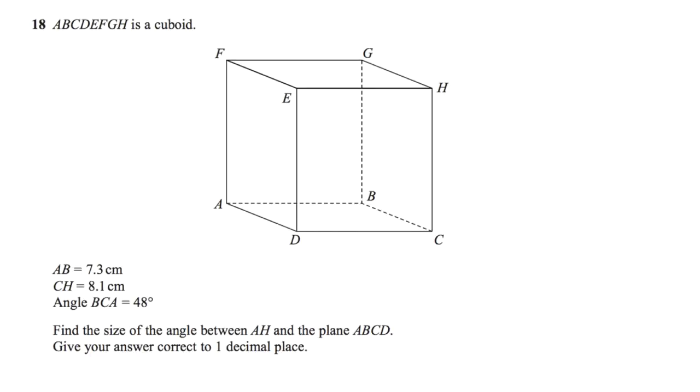Question 18. A, B, C, D, E, F, G, H is a cuboid. AB equals 7.3 centimetres. CH equals 8.1 centimetres. Angle BCA equals 48 degrees. Find the size of the angle between AH and the plane ABCD. Give your answer correct to one decimal place.